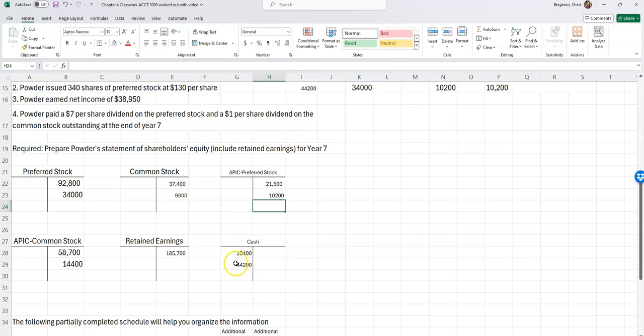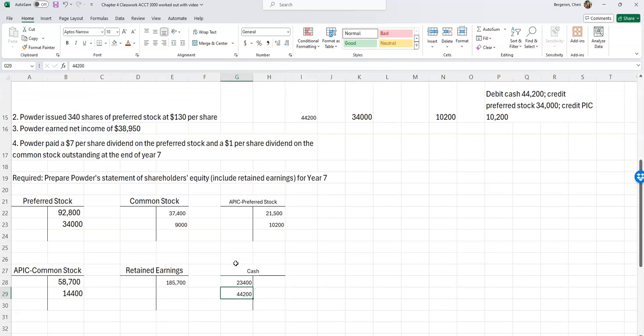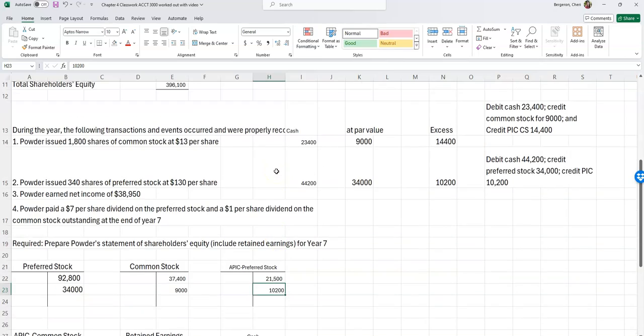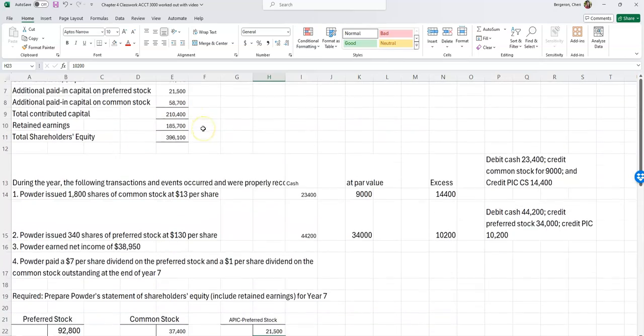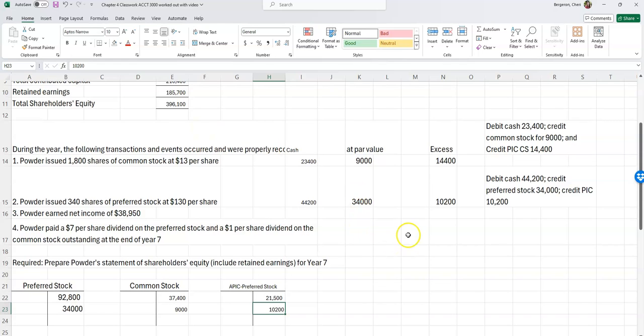All right, so let's make sure I did that right. Cash went up by that. Preferred stock went up by 34,000. Additional paid in capital preferred stock went up by that. All right, then Powder paid a $7 per share dividend on the preferred stock and a $1 per share dividend on the common stock at the end of year 7. So we are in year 7, and at the end of the year, we paid those two.